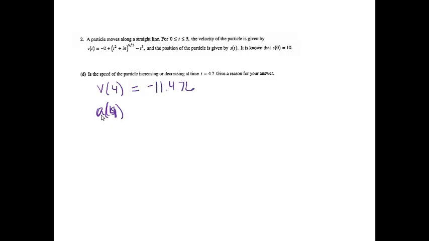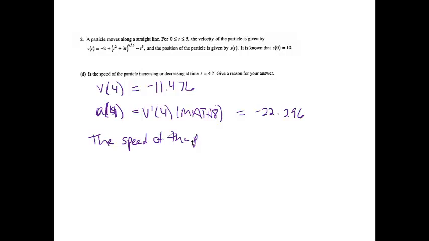When we do that, we get negative 11.476. To get the acceleration at 4, that's going to be the derivative of the velocity at 4. Remember, if it's a calculator problem, you should never have to take the derivative by hand, so we're going to let our calculator do it using Math 8. If I do Math 8 to find the derivative of this at 4, I end up getting negative 22.296.